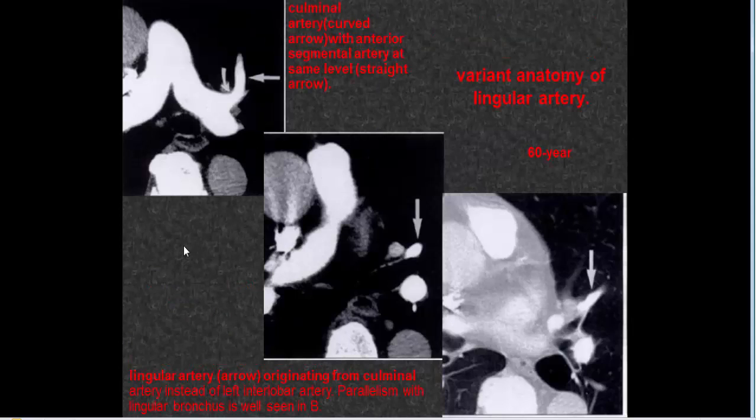Culmonar artery within the anterior segmental artery at the same level. This is the anterior segmental artery, this is the culmonar artery. The variant anatomy of the lingular artery is a fallacy, in a 60-year-old: the lingular artery originating from the culmonar artery instead of the left interlobar artery. Parallelism with the lingular bronchus is well seen.